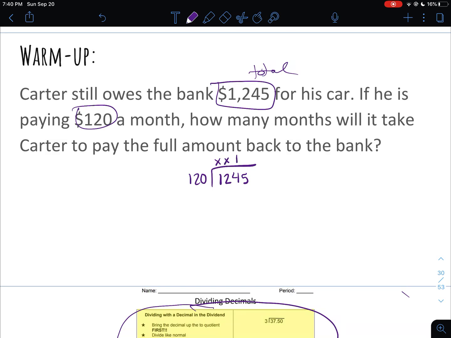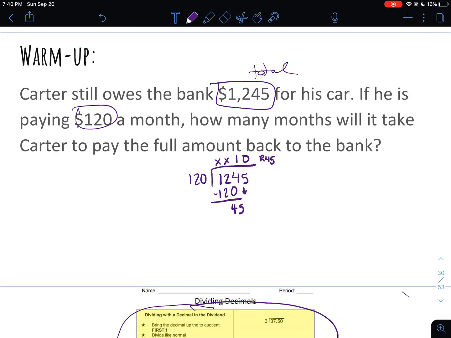So 120 does not go into 1. It does not go into 12, but it does go into 124 once. So 1 times 120 is 120. Subtract. You just get 4. Bring down the 5. Oh, 120 does not go into 45, but I have to put something above the 5 in my quotient. So it goes in 0 times, and then I just have a remainder of 45.